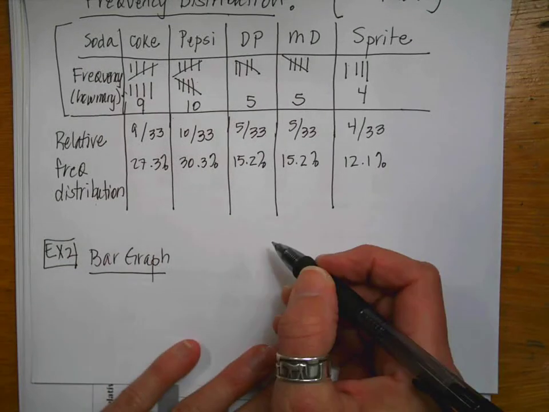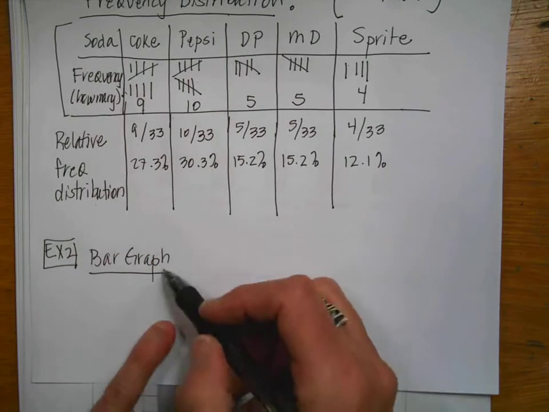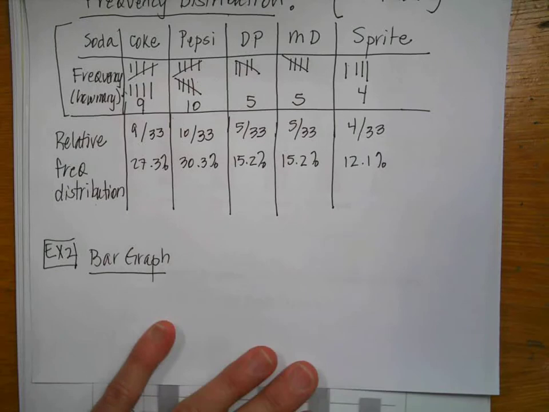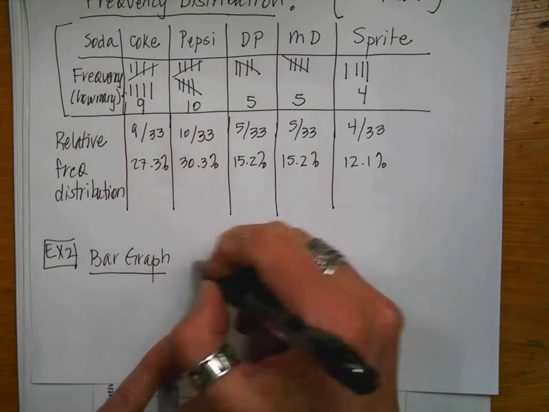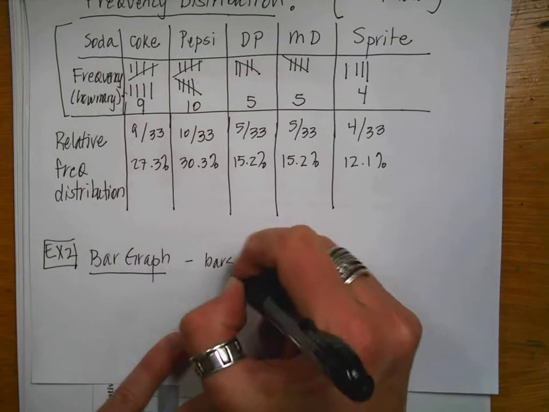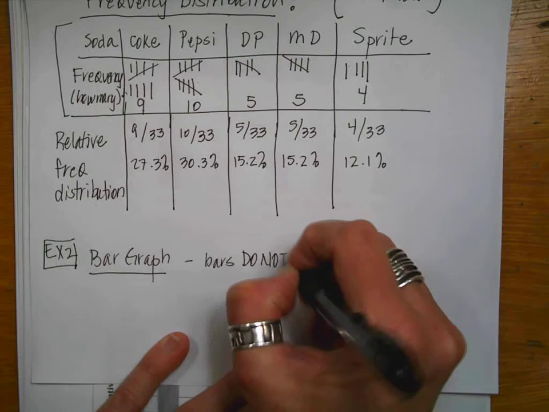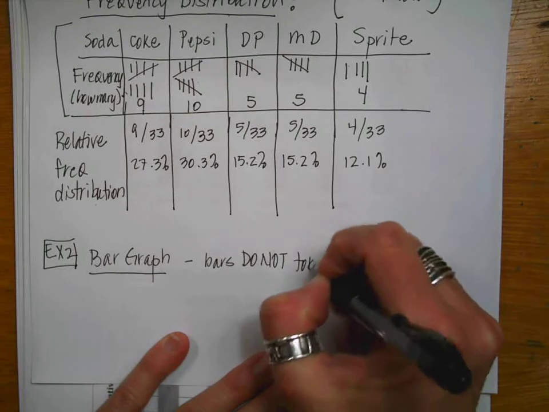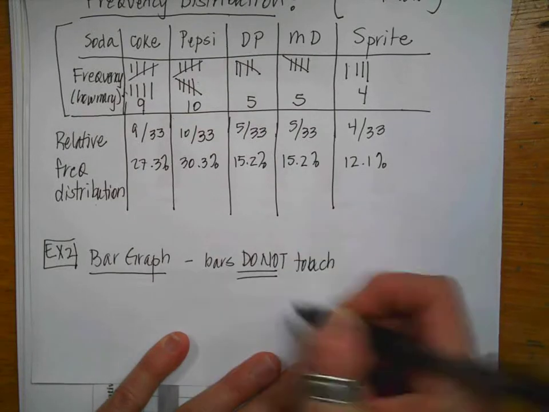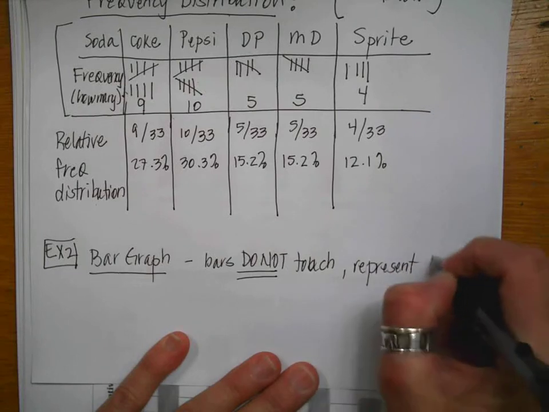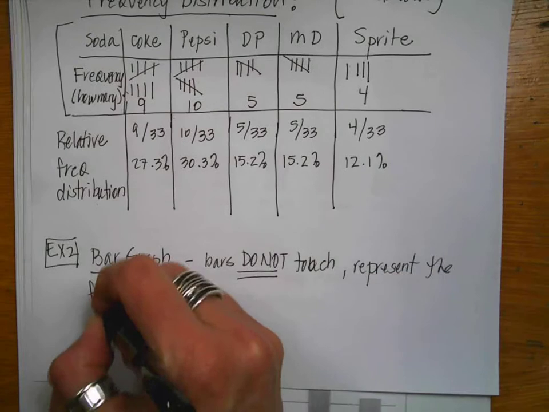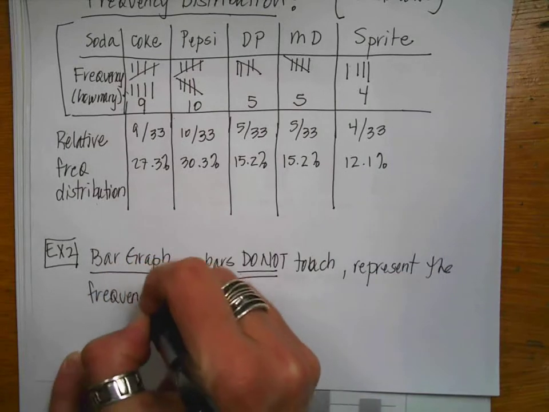The interesting thing about statistics is, depending on the way or the type of graph that I use, I can skew what it looks like the data is doing. But for right now, we're just going to talk about different ways to represent that data. So number 1, for a bar graph, the thing that's unique is that the bars do not touch. Okay, that's a U. So the bars do not touch, and they are going to represent the frequencies.